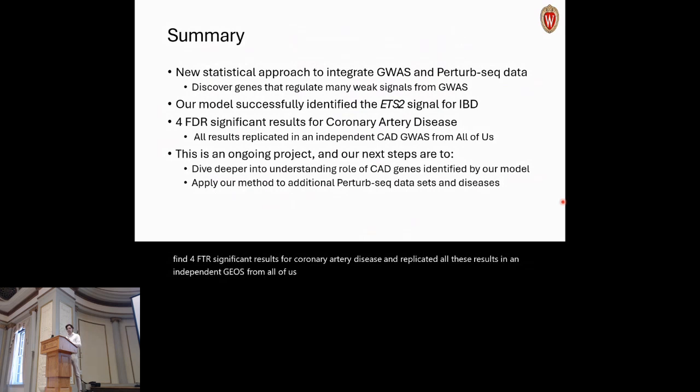And so this is an ongoing project. We have some next steps, which are to dive deeper into some of the genes that we found that were novel for coronary artery disease and attempt to biologically explain them. And then we also plan to apply our method to additional Perturb-seq data sets and diseases. We've recently gotten some new Perturb-seq data sets that we're excited to apply our model to.